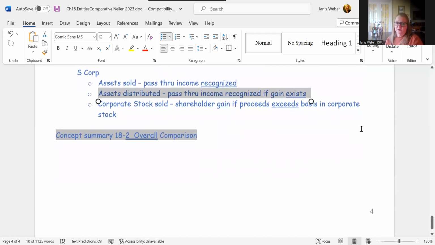There's a good concept summary in the textbook. This is in chapter 18, concept summary 18.2. It shows so many nuances amongst the different organizations and how they would be different. The comparison of them goes on for pages and pages. This is in the Nellen Tax Essentials of Business Taxation, chapter 18, concept summary 18.2. So I suggest you spend some time with that, and hopefully it will help clear you up, and don't let it freak you out, okay?